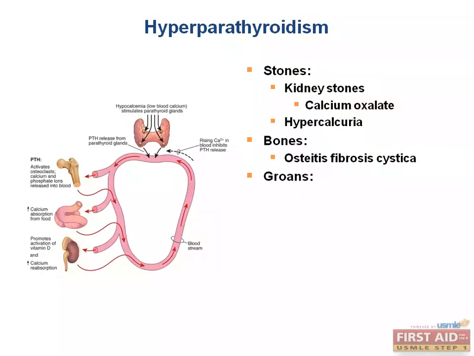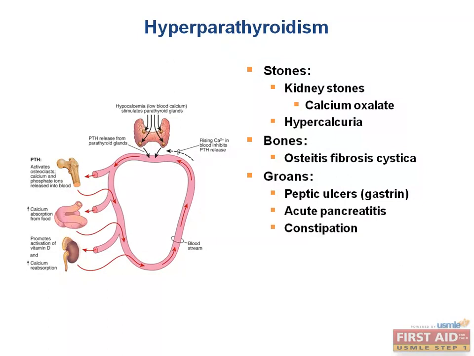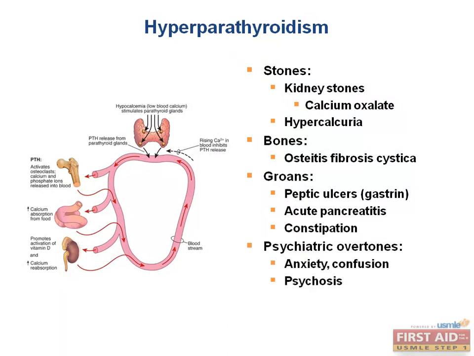Moving on to the other symptoms, the groans refer to the GI symptoms such as peptic ulcers due to calcium stimulation of gastrin, which then leads to an increase in acid production, acute pancreatitis, and lastly constipation. Psychiatric overtones refers to anxiety and confusion and overt psychosis.